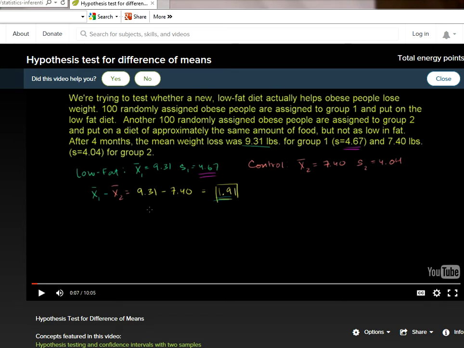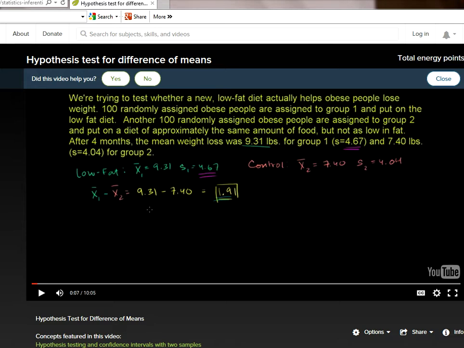So today we're going to be looking at a two-sample mean significance test, and I found this online. So here's what we're working with. Here's the problem. They're trying to test whether a new low-fat diet helps obese people lose weight. 100 randomly assigned obese people are assigned to group 1 and put on a low-fat diet. Another 100 are put into group 2, and they have approximately the same amount of food, but not as low in fat. After 4 months, the mean weight loss was 9.31 pounds for group 1 and 7.4 for group 2.